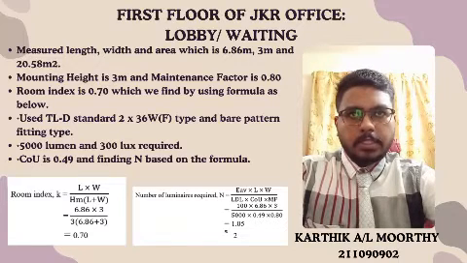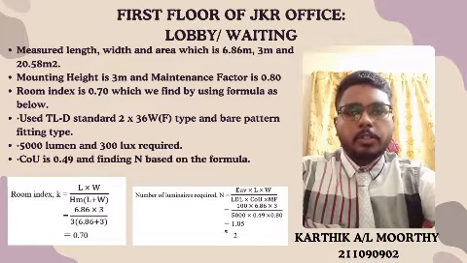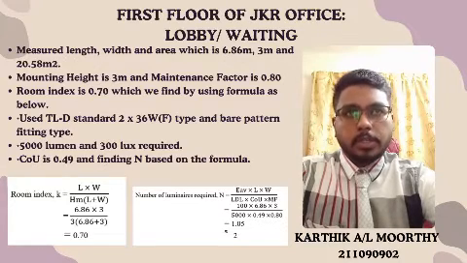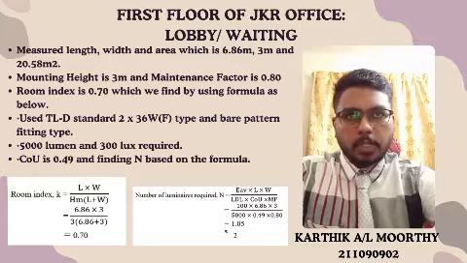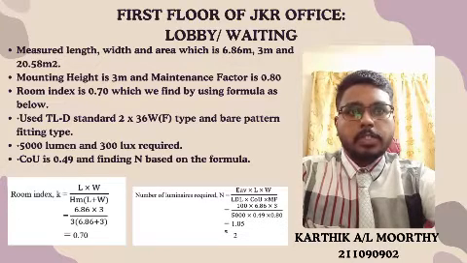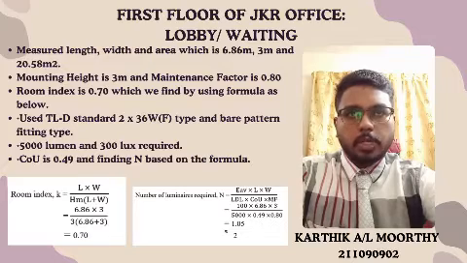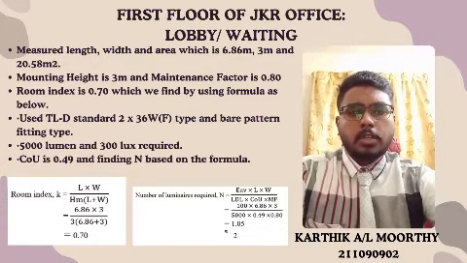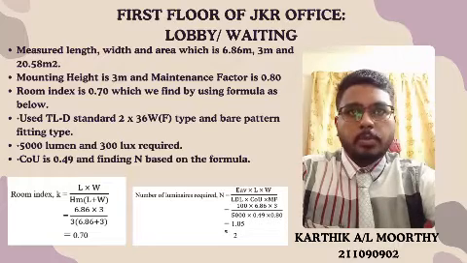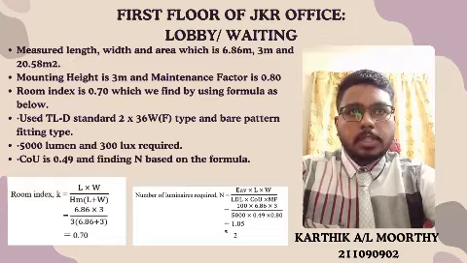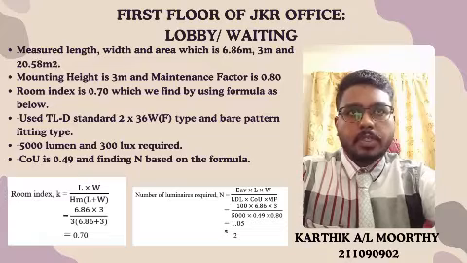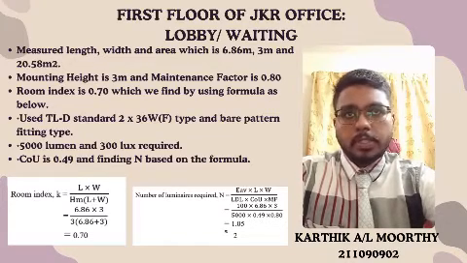We use TLD standard 2 times 36 watt type and bare batten fitting type. This luminaire type lighting design lumen is 5000. According to Malaysia JKR standards, 300 lux is required. The COU is 0.49. We choose the COU value because we need to produce brighter colors in the room according to the luminaire type datasheet. Once everything is settled, we find the required luminaire using the formula below. N equals E A V times length times width over LDL times COU times MF, equals 1.05. Then I convert it into 2.